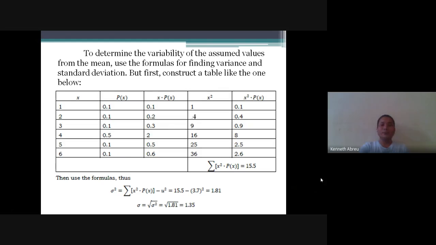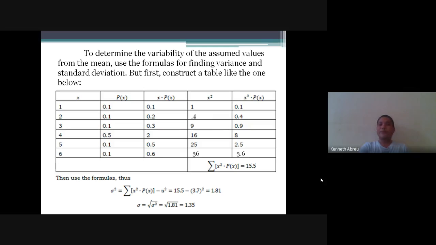Then afterward, we multiply x squared by the probability of x. So 1 times 0.1 would be 0.1. 0.1 times 4 would be 0.4. 0.1 times 9 would be 0.9. 0.5 times 16 would be 8. 0.1 times 25 would be 2.5. And for the last one, 0.1 times 36 would be equivalent to 3.6.